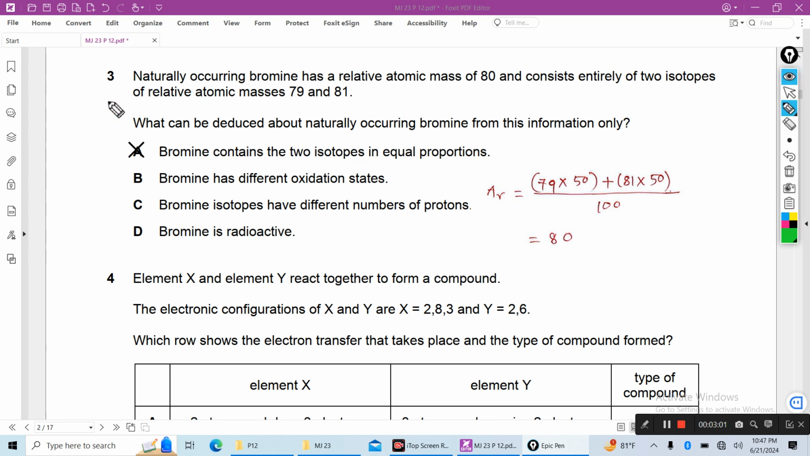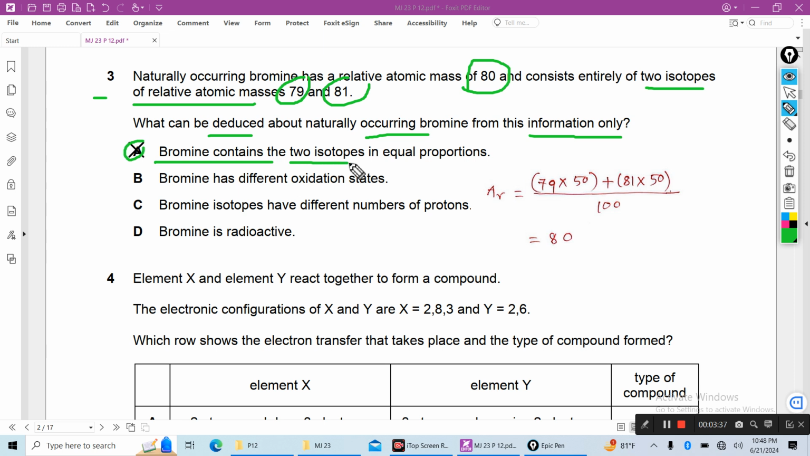Number 3. Naturally occurring bromine has a relative atomic mass of 80 and consists entirely of two isotopes of relative atomic mass 79 and 81. What can be deduced about naturally occurring bromine from this information only? A is the right answer. Bromine contains the two isotopes in equal proportions.